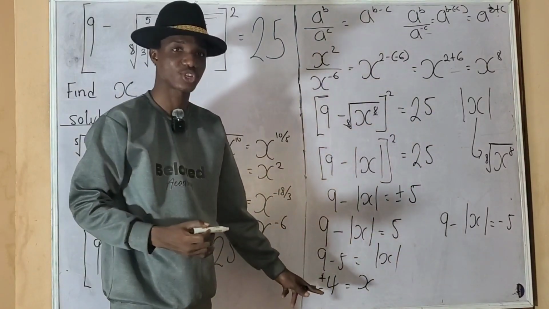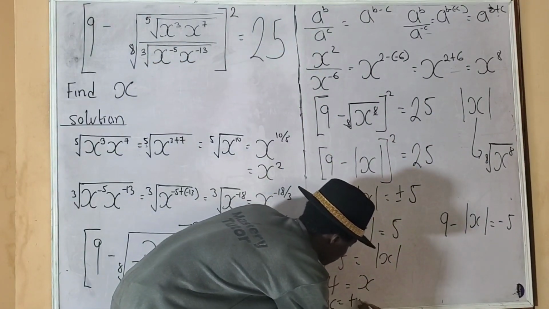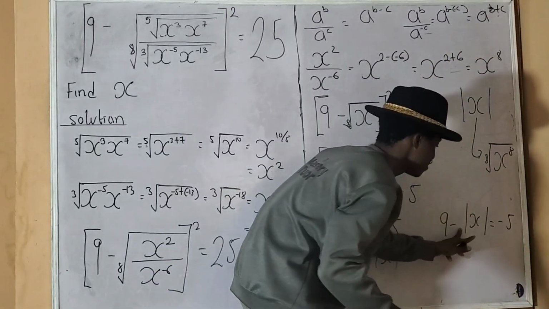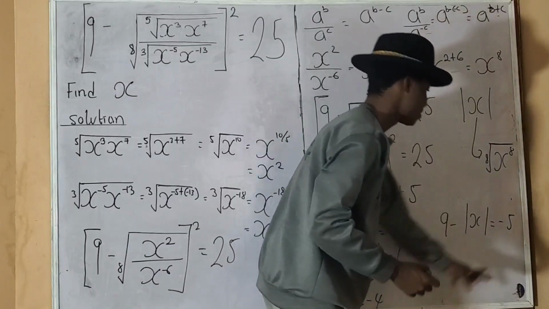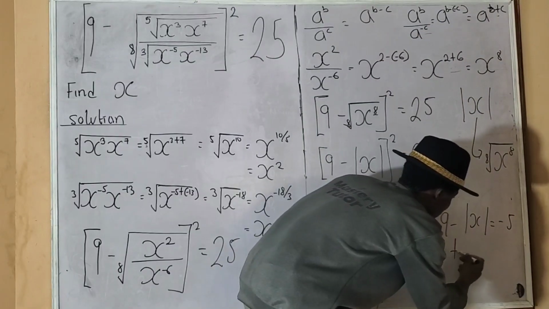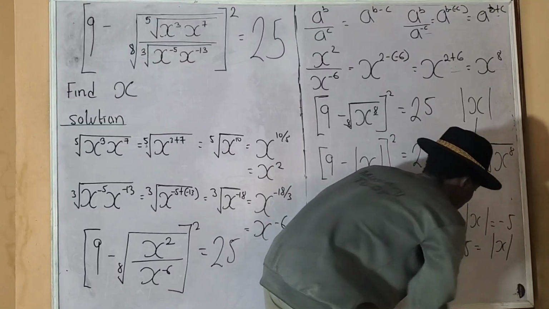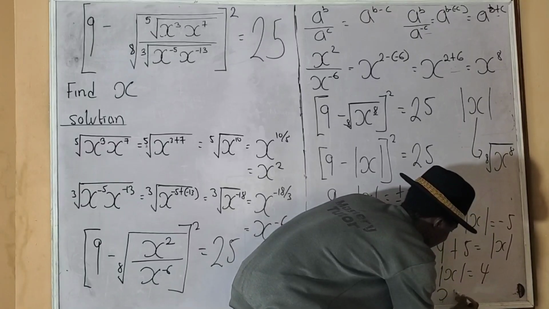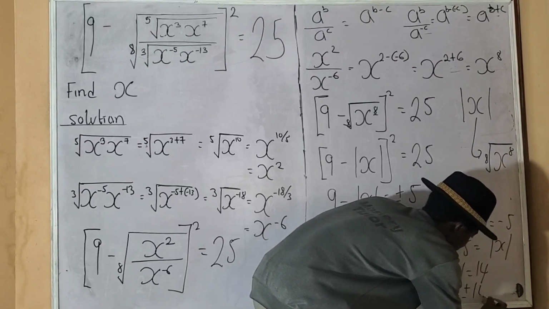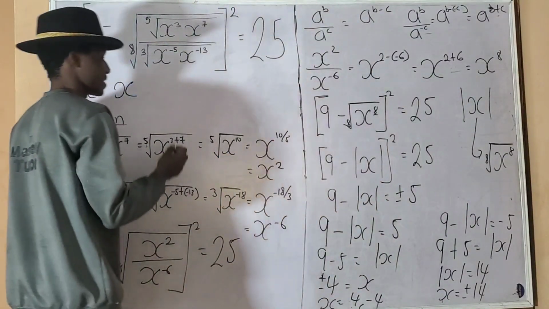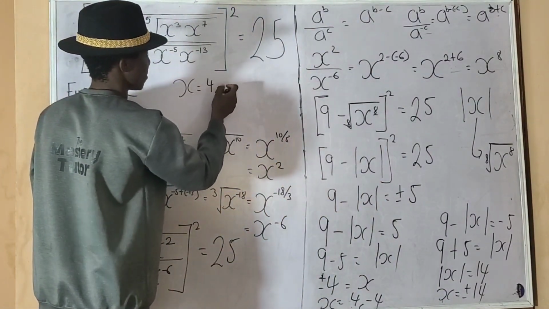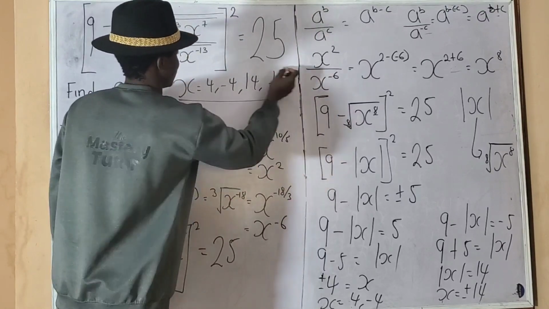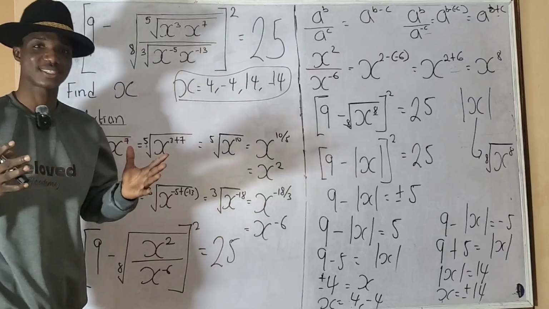So this is the first set of solutions. x is equal to plus 4, or minus 4. Now let's proceed to the next one. We have 9 minus the absolute value of x equals negative 5. Bring this here. You're going to have 9 plus 5 is equal to the absolute value of x. So equals 14. x is equal to plus or minus 14. So the set of solutions for x are x equals 4, minus 4, 14, negative 14. This is the solution. Do you understand?